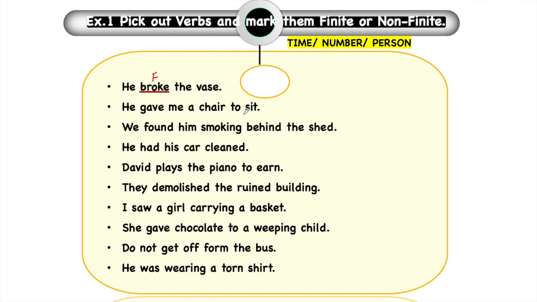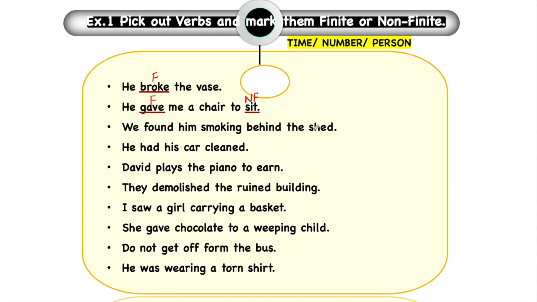He gave me a chair to sit. First of all, mark the verbs. Two verbs are there, gave and sit. He gives me a chair to sit. We are changing the tense. It means this is affected, so finite. To sit remains unaffected, non-finite.